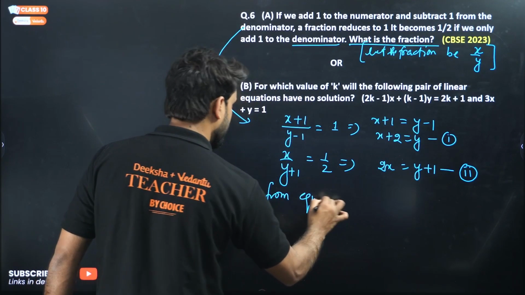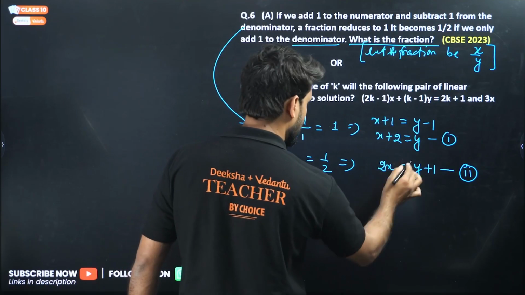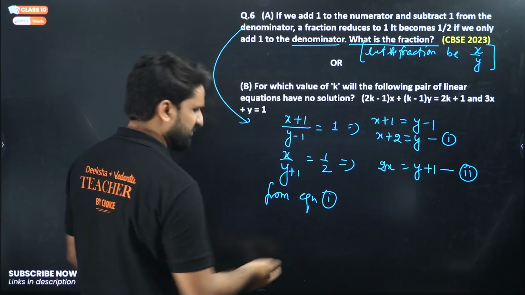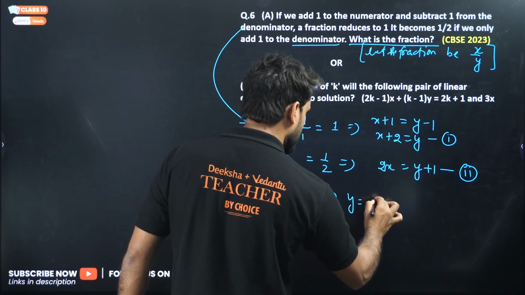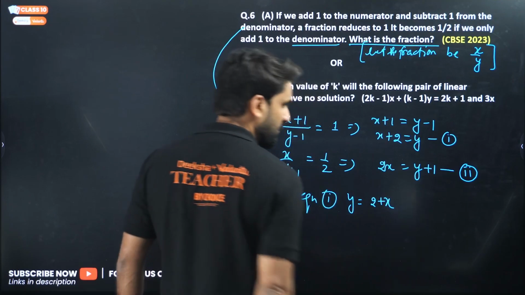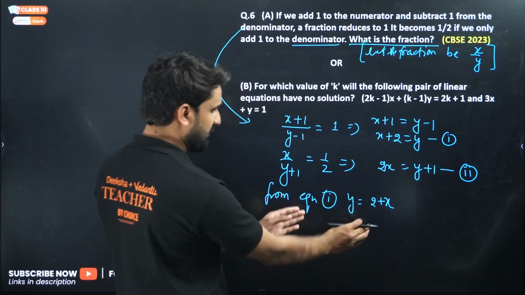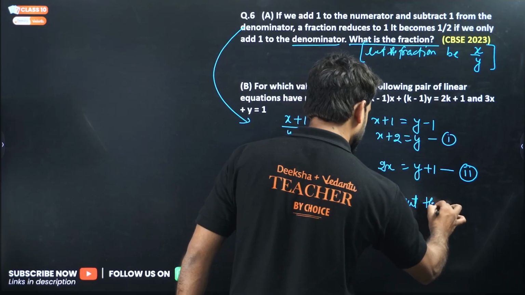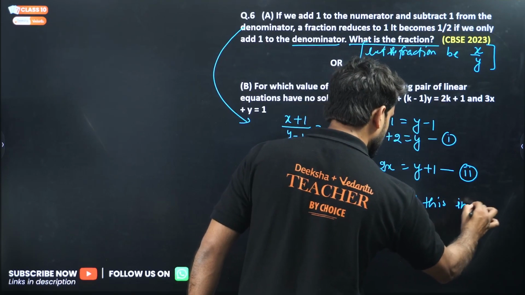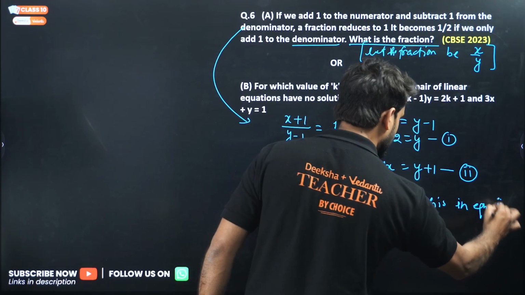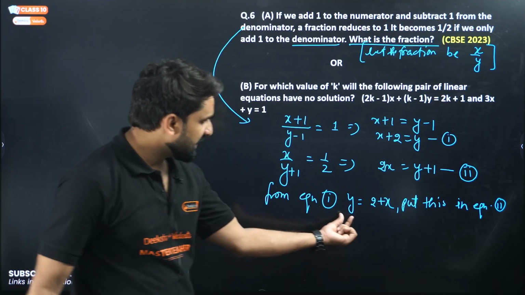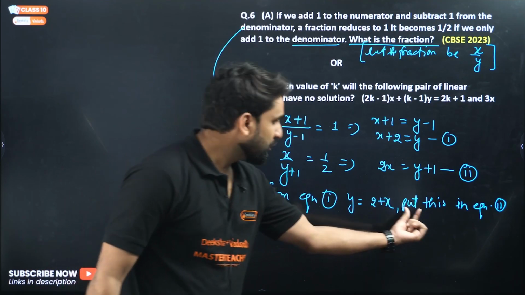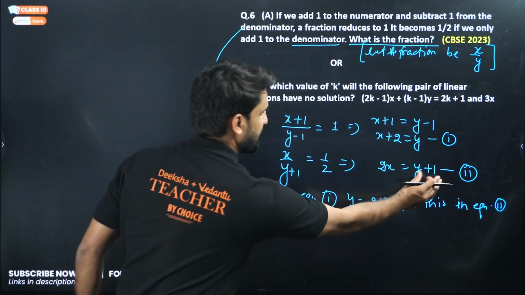From equation number 1, y is equal to what? y equals 2 plus x. Put this in equation number 2. From equation number 1, we can write y equals 2 plus x. Put this in equation number 2, and this is equation number 2.